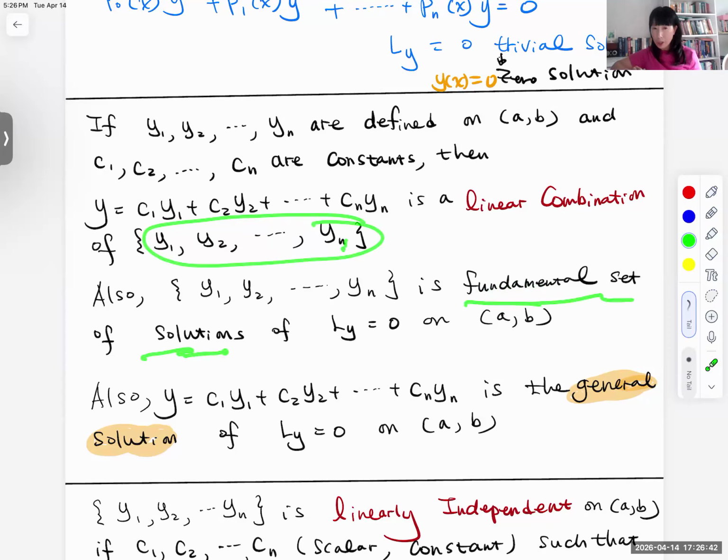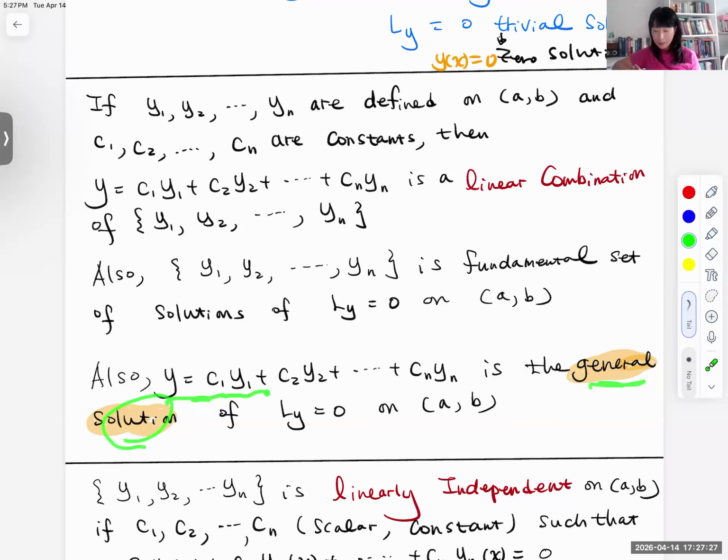Okay, all right. Then general solution, we know that, right? General solution: y equals c sub 1 y sub 1 plus c sub 2 y sub 2, and so on until c sub n y sub n, which depends on, right? And L sub y equals 0 on A and B.